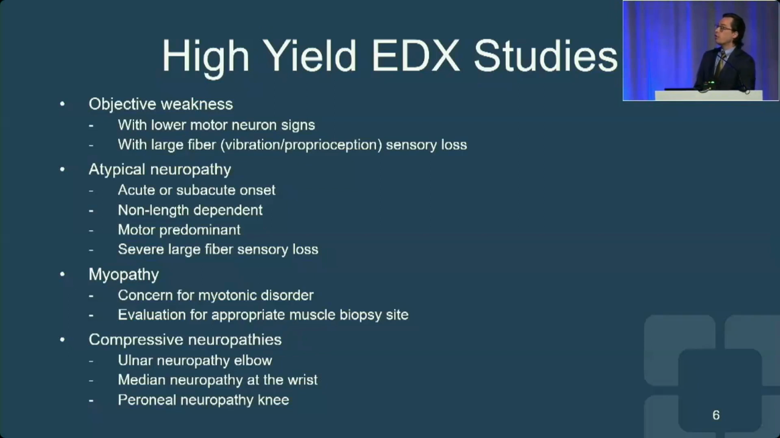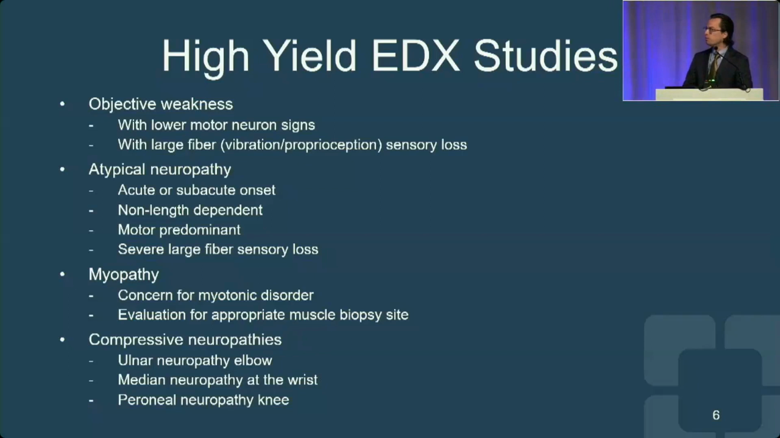Electrodiagnostic studies are really helpful for myopathy, especially if you're concerned for a myotonic disorder and looking for myotonic discharges. Again, that might help you in terms of narrowing your differential. They can also help you assess what might be a good muscle for biopsy. So the needle study can tell you what muscle is potentially affected and might be a good target. Also very helpful for compressive neuropathies, telling you that it's present, and also giving you a degree of severity as well.